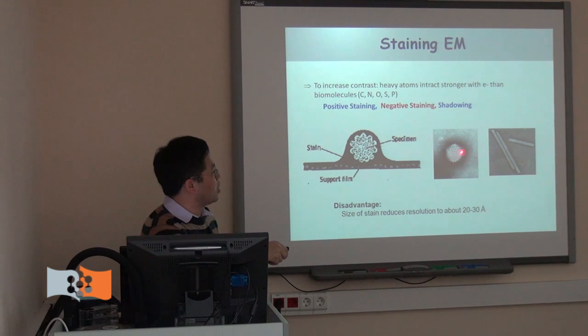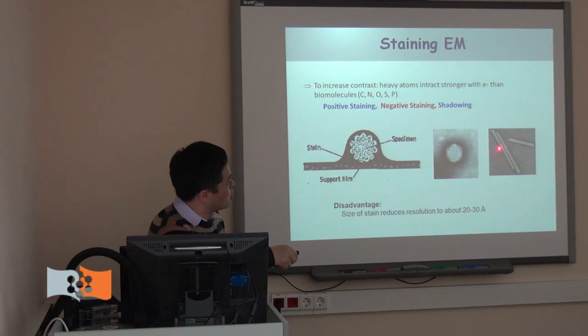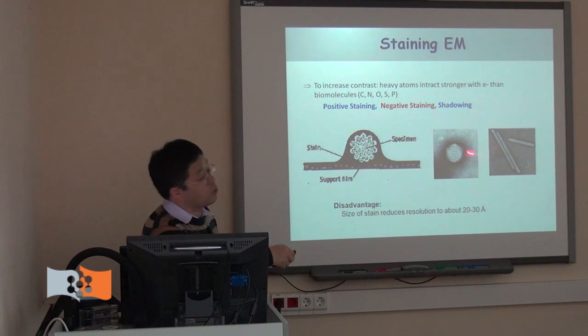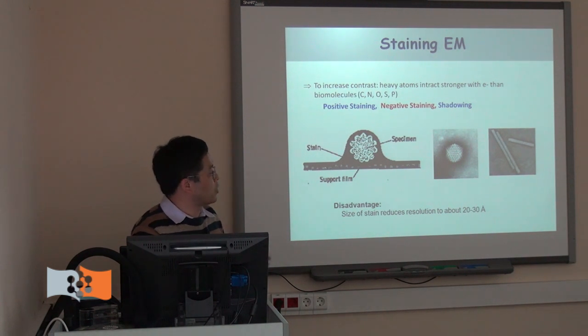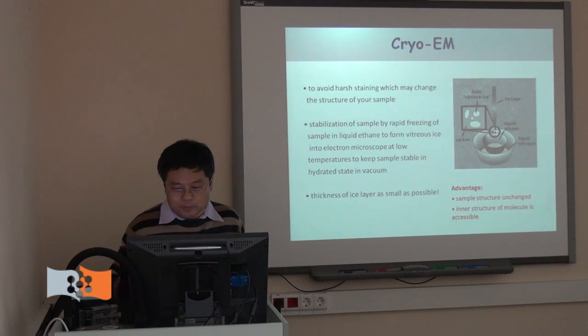So this is a typical negative stain image of a virus. I'm not sure, this is a tobacco mosaic virus, a long, typical virus. The advantage of negative stain is that you can see high contrast, but the disadvantage is that the size of the stain reduces the resolution. So you can see just the morphology of your sample, but not many more details.